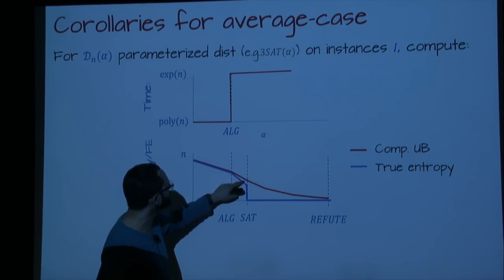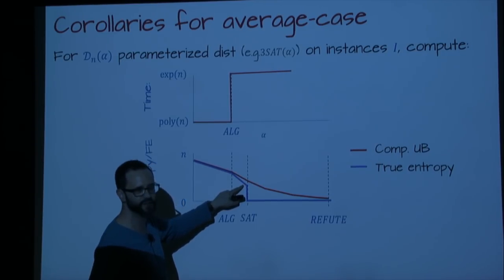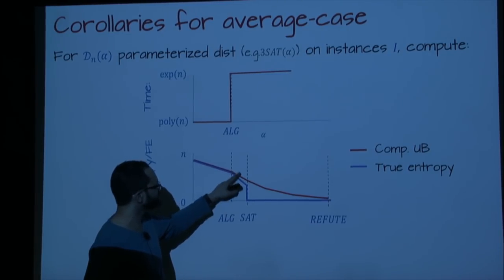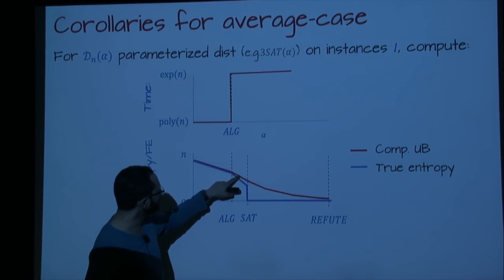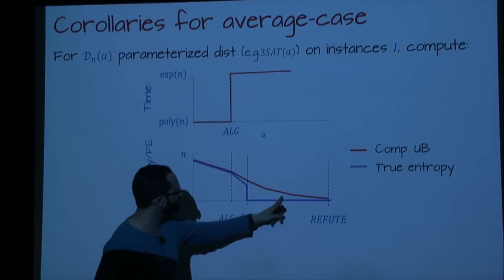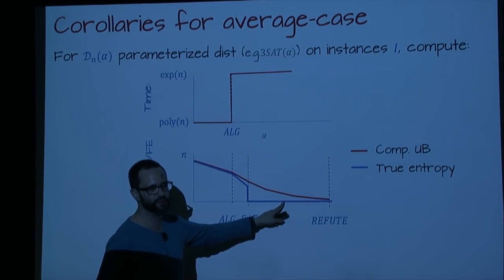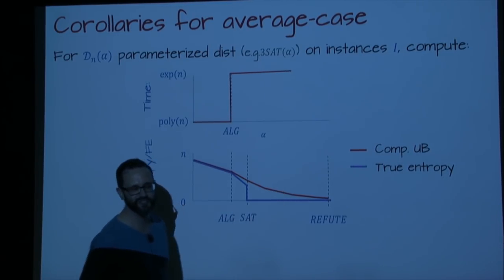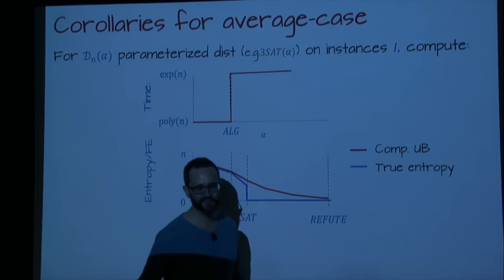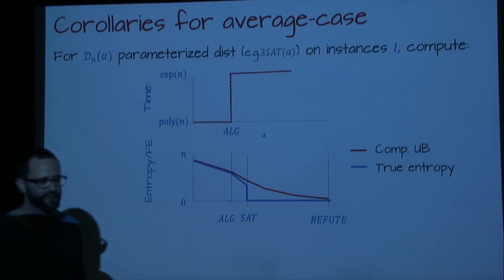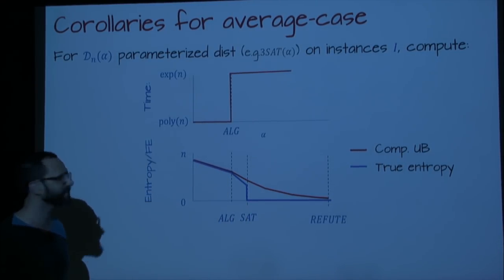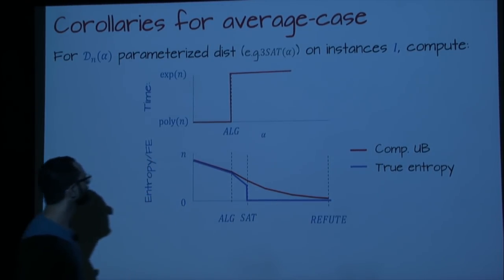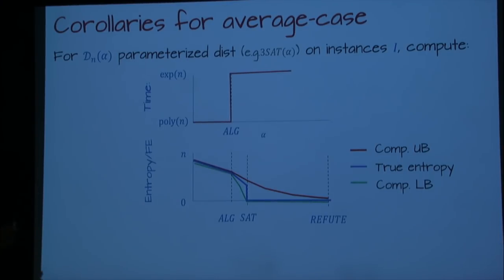So you can think of it that there is a gap between the true entropy and the computational entropy. Here, for example, the true entropy is 0, but we don't know how to refute. So the computational entropy is non-zero. We don't know how to prove that the formula is unsatisfiable. Yes, we don't know how to efficiently prove it. So in some sense you can think that the computational entropy is non-zero even though the true entropy is 0. And similarly, you can also ask about computational lower bounds for the entropy.